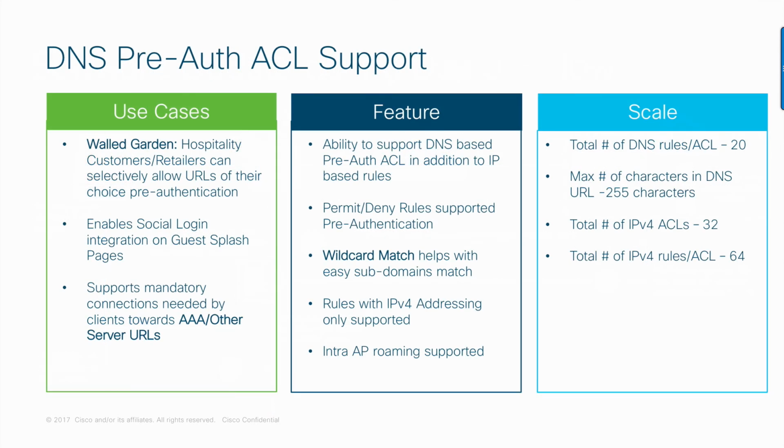So the next feature that I want to talk about is DNS Pre-Auth ACL Support. So the use case here is that of a walled garden. And if you go to a hotel, for example, Hilton.com, when you connect to the guest Wi-Fi, you are presented with a splash page about the property. At the same time, you may have access to Hilton.com, and you may also have access to their booking system, for example. So what walled garden does is it allows hotels or hospitality customers to selectively allow URLs of their choice prior to the authentication of the client.